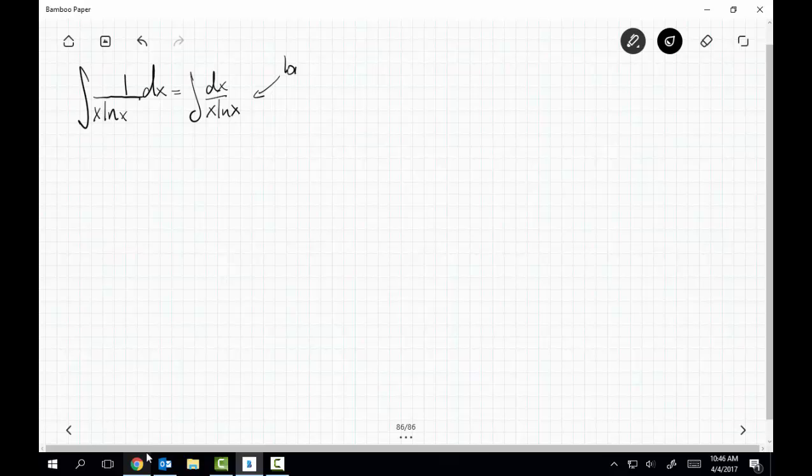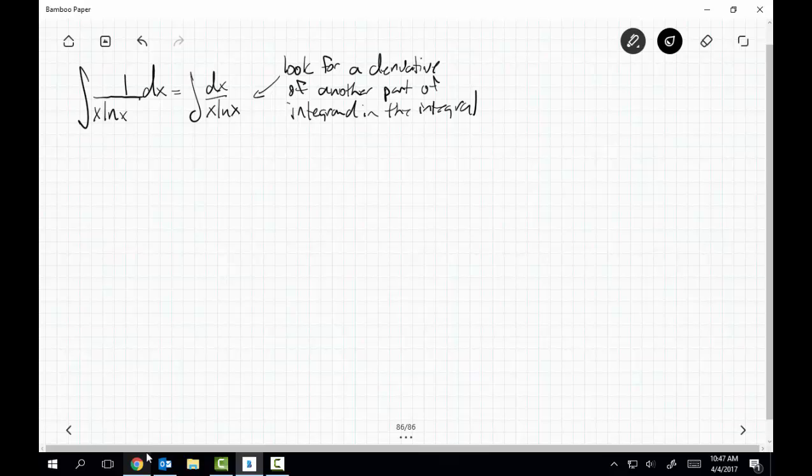And this is: look for a derivative of another part of the integrand in the integral.